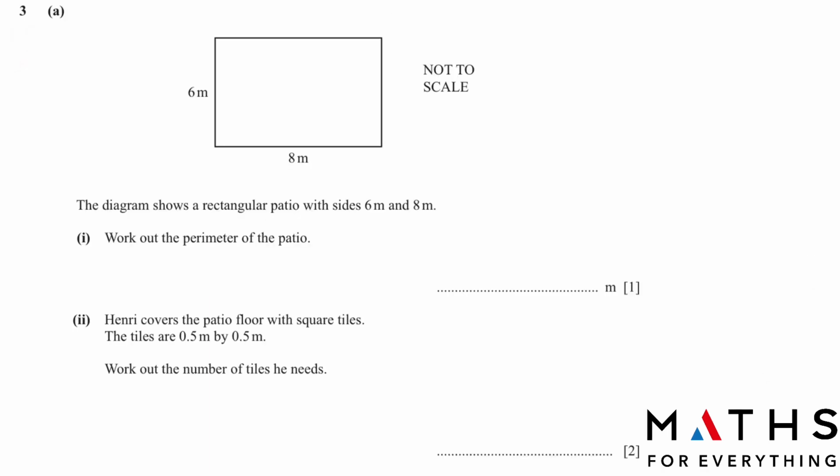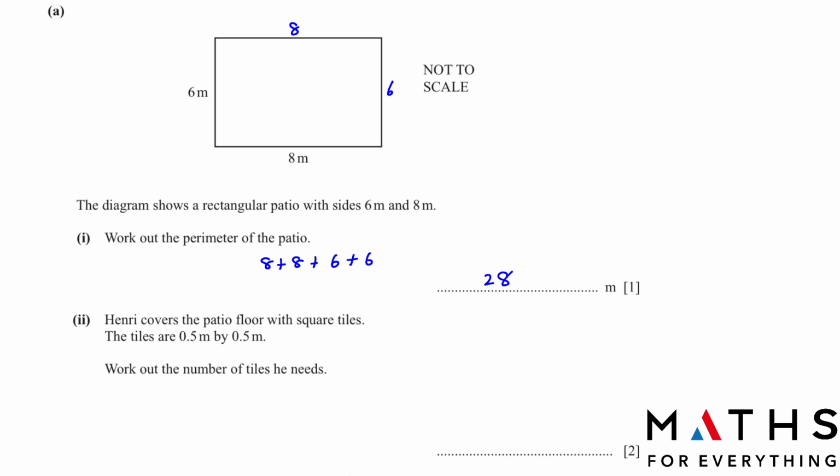Question number 3. The diagram shows a rectangular patio with 6 meters and 8 meters. Work out the perimeter of the patio. So you know that it's a rectangle, so the opposite sides are going to be the same. Perimeter means we just add all the sides, 8 plus 8 plus 6 plus 6. This will give us 28 meters.